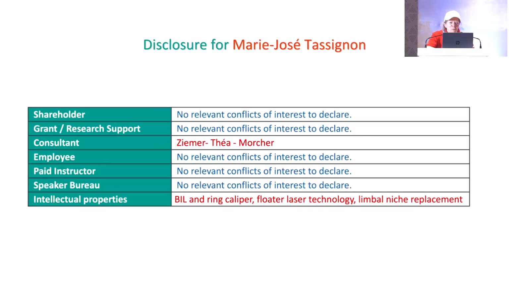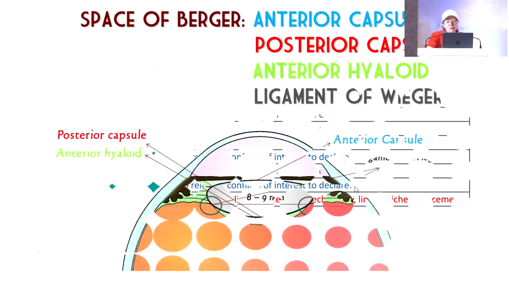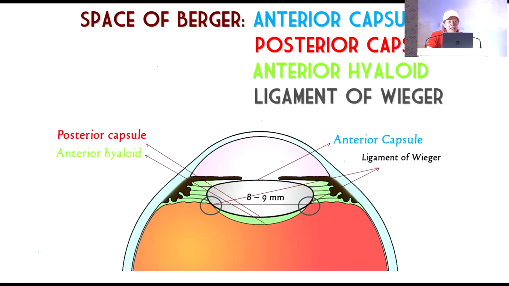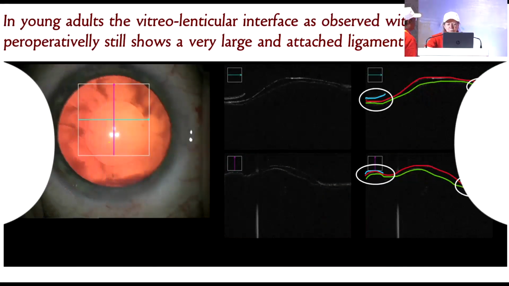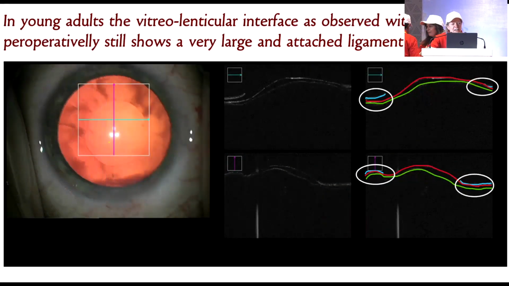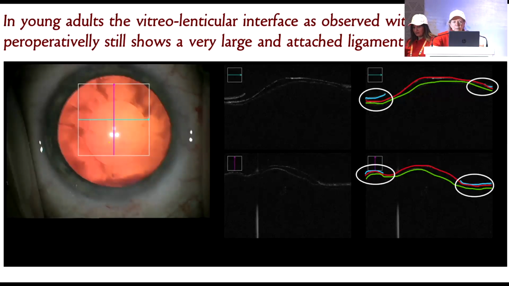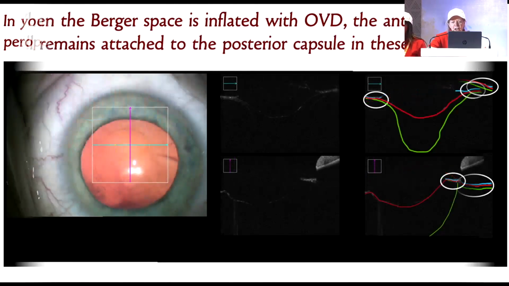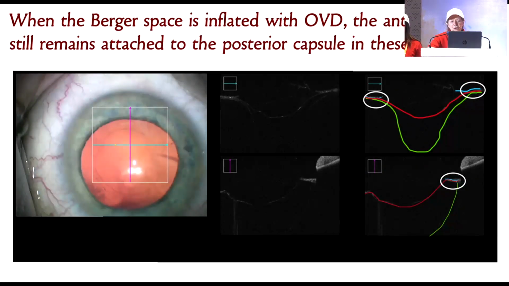Disclosure is quite important in this case because I will mainly speak about the knowledge that I had by developing the back in the lens. The space of Berger, I know you know it, consists of the anterior capsule, posterior capsule, anterior hyaloid, and ligament of Wieger. And in this young adult's eye, you will see the vitreolenticular interface. The red is the posterior capsule, the green is the anterior hyaloid, and the circles are the ligament of Wieger.